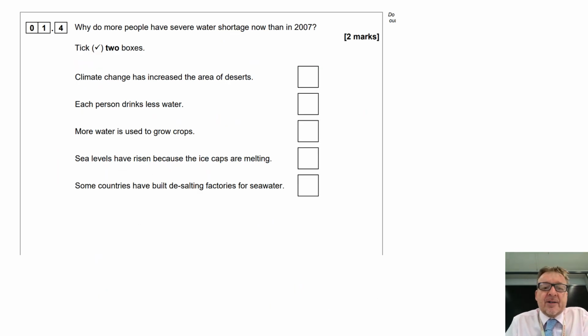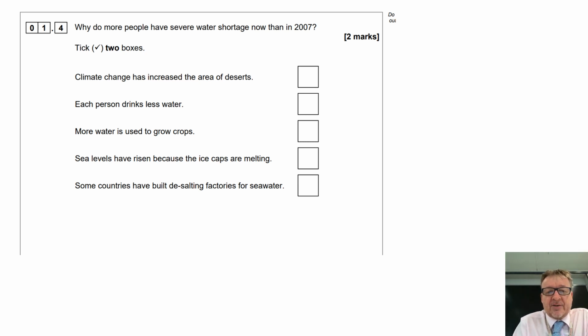1.4. Why do more people have severe water shortage now than in 2007? Right, so what we've got to do there is think 16 years ago. Right, let's just go through them.